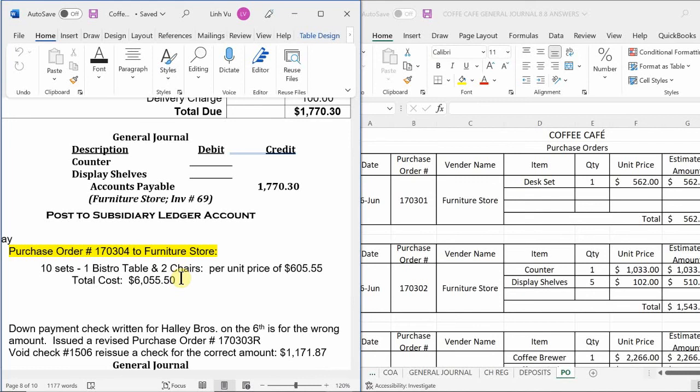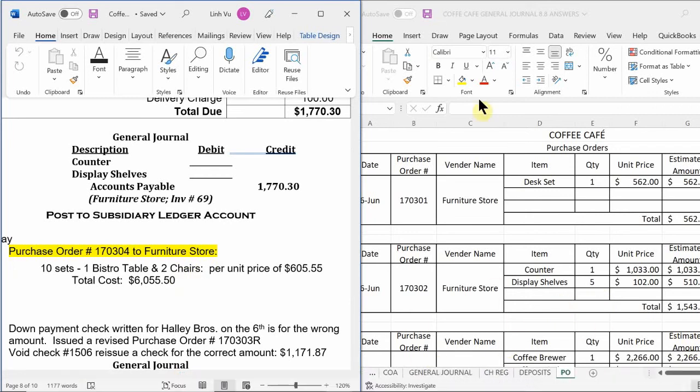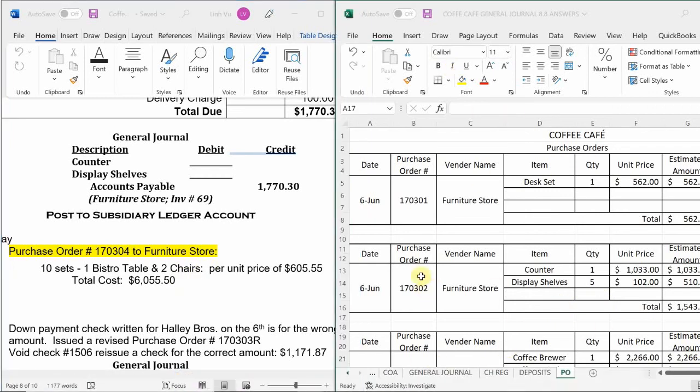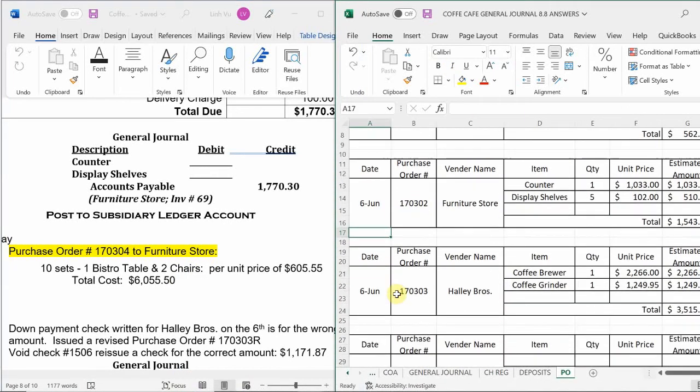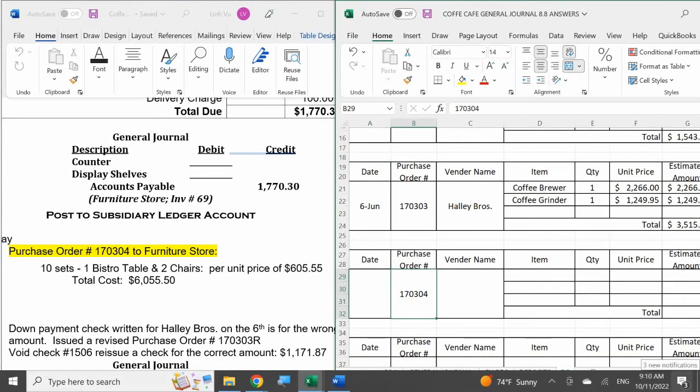However, where else do I need to put this information in? Because I am ordering items, right? I expect it to arrive to my store. So in this case, I'm going to fill it into my purchase orders because I am requesting to purchase some stuff. Okay? So go ahead. Here you go. Purchase order number 17304.